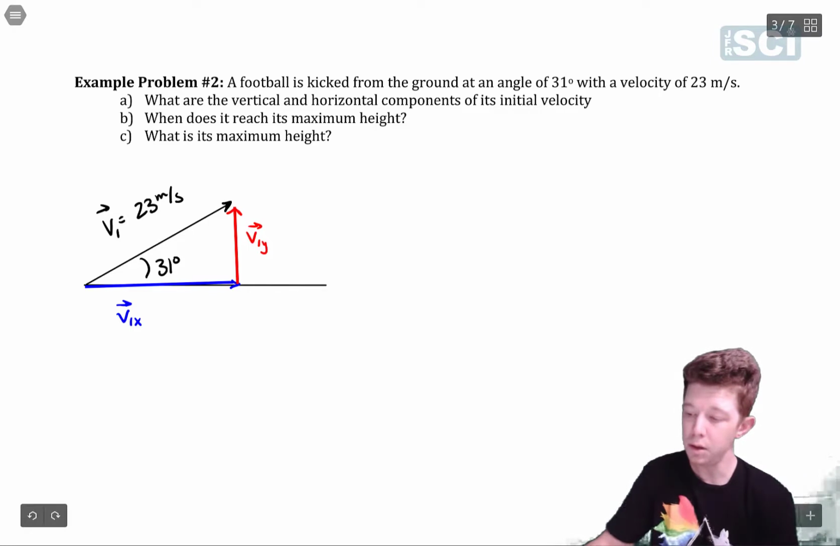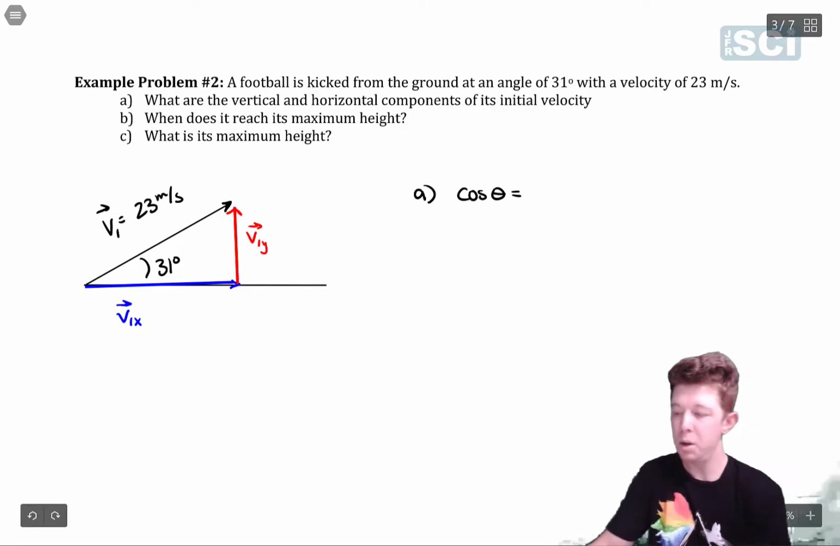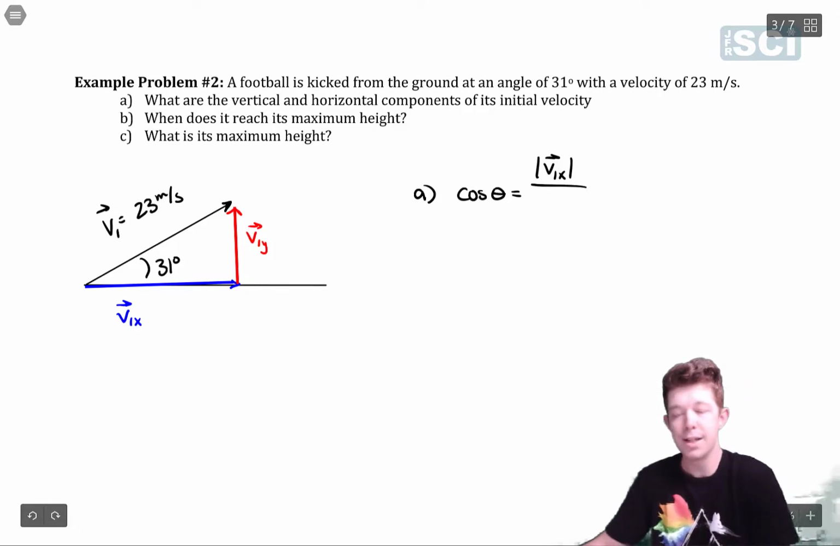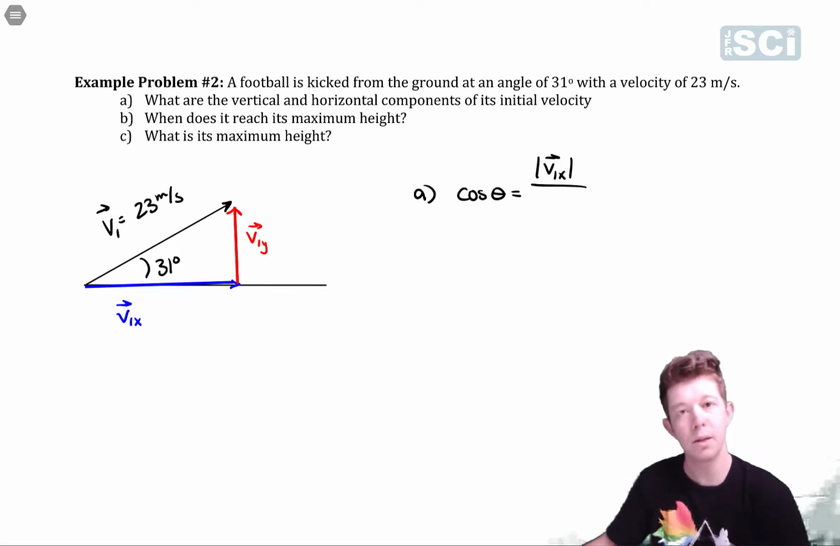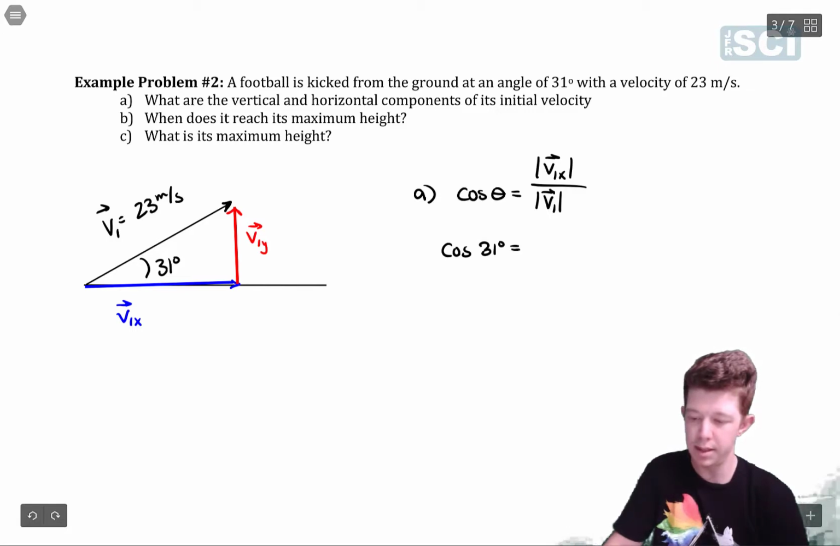So for part A, if I was going to try, cosine of theta tells me it's the adjacent, and that means it's v1x magnitude, because remember, trig functions don't work with vectors. They deal with scalar quantities because it's a ratio of lengths divided by the magnitude of v1. I'm going to substitute in the values I know. Cosine of 31 degrees is then going to be equal to v1x magnitude divided by 23.